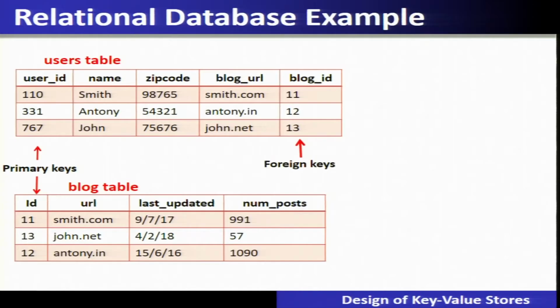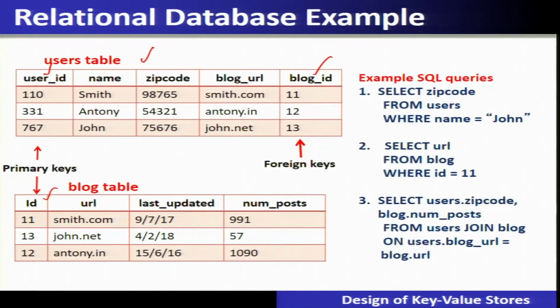In relational databases, the data is organized in the form of tables. One of the attributes is called the primary key, and another attribute is called the foreign key, which is the primary key of another table, and it supports the join operation.